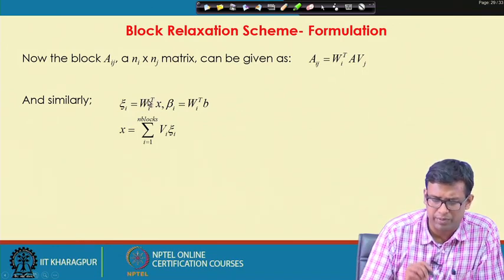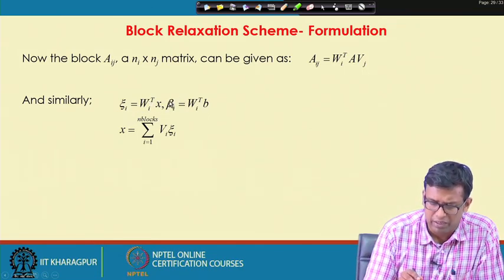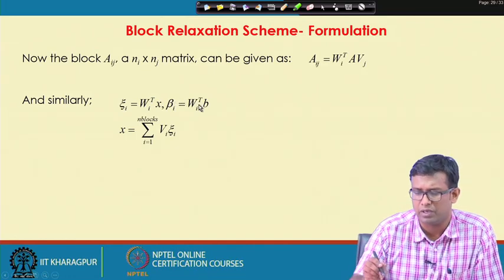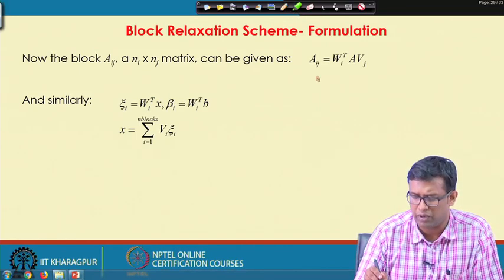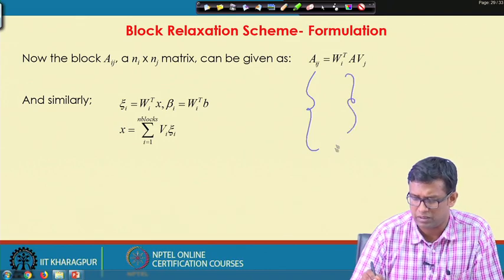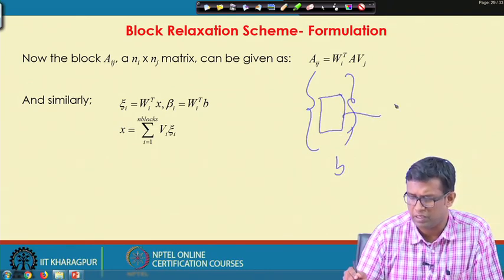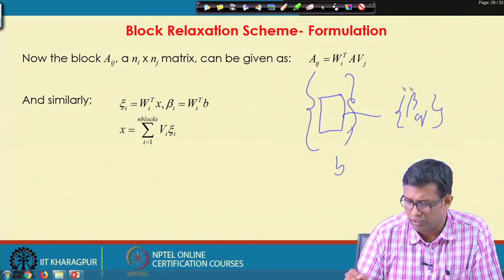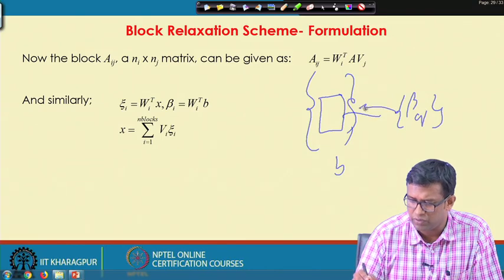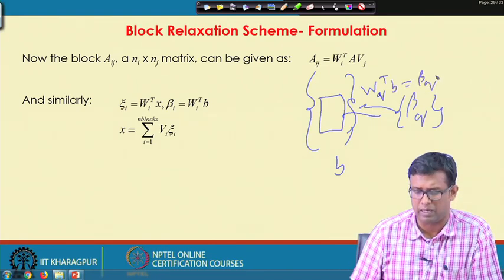Using this particular weight matrix W, similarly beta will be mapped into B. So, this is the idea that you have the large matrix B, and a part of this large vector B is, say, beta_q. So, once you know beta_q, this will be multiplied with W_q transpose B is beta_q. This will be multiplied like that.